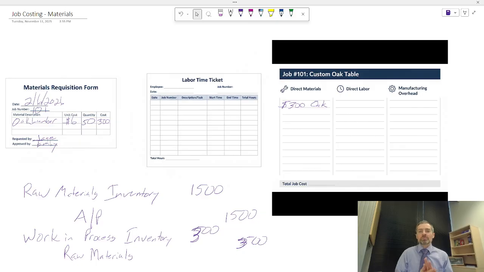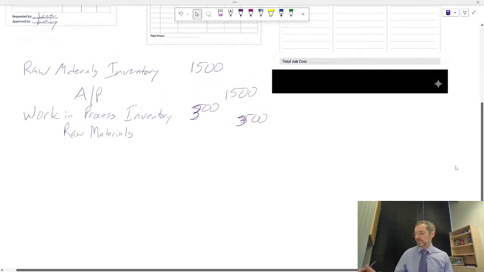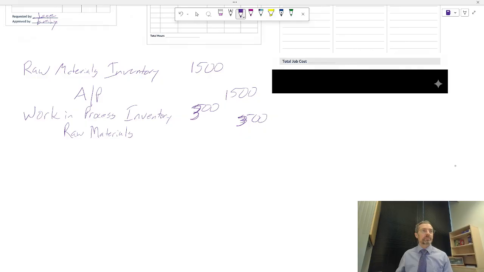So we're not going to put it on the job cost sheet. Instead, it goes into our general bucket for all indirect costs, or the manufacturing overhead account. So let's do another journal entry over here. Let's see. There we go. So let's say we get $50 worth of glue and put it out there. And so what we are going to do is we're going to put this in our manufacturing overhead account.